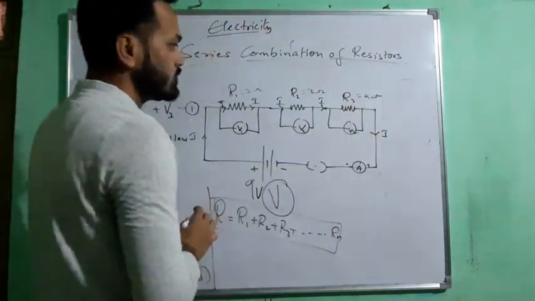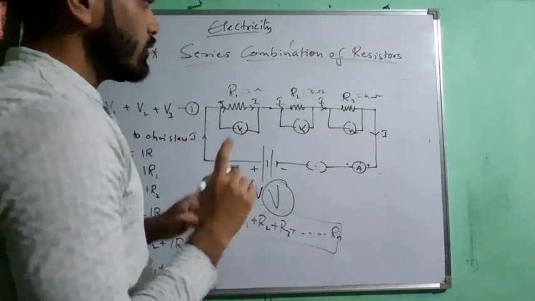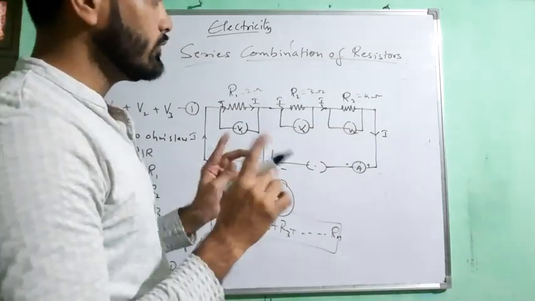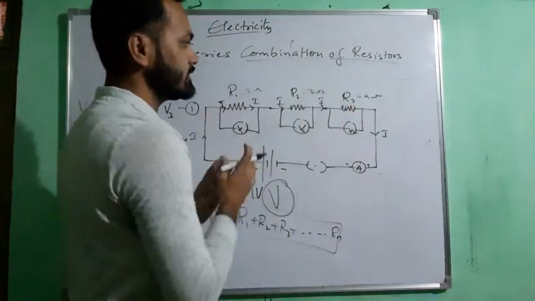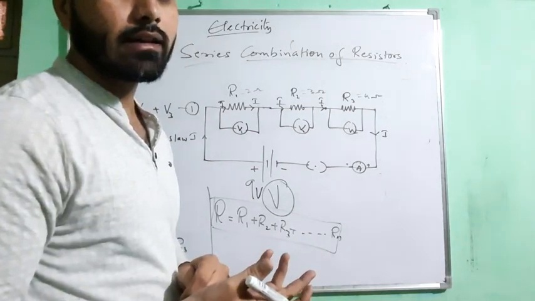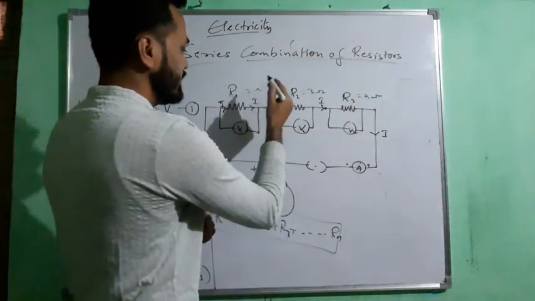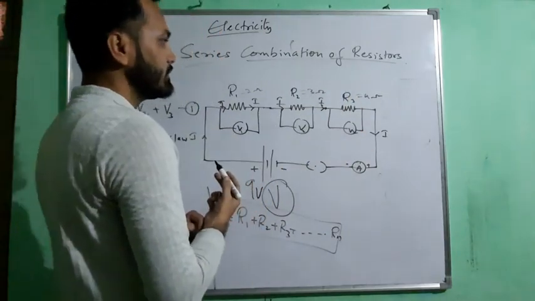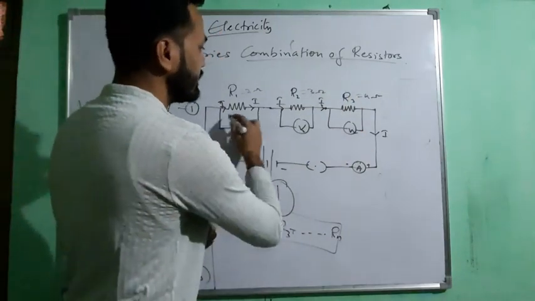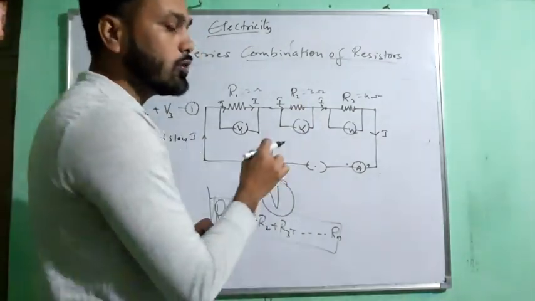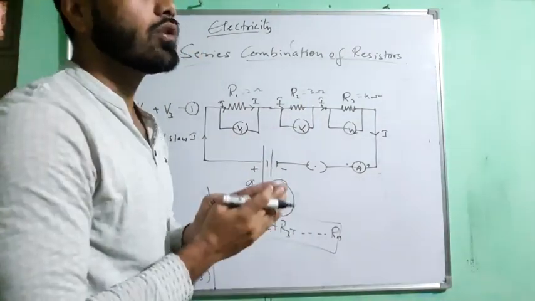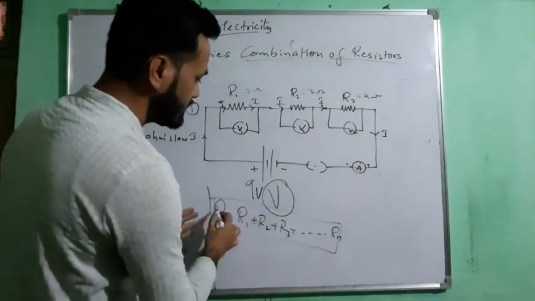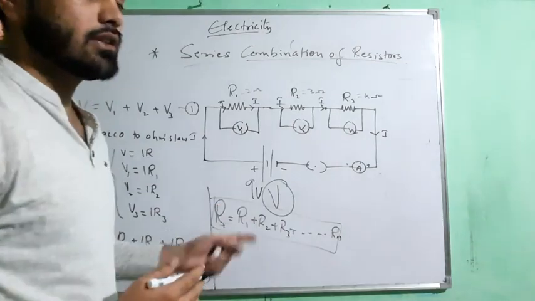Understand? So if I ask you, I want only one resistor in place of all the three, what will be the value of that resistance? It will be the sum of all the three, that is 2 plus 3 plus 4, which is nothing but 9. I will just have 9 ohm of resistance in the circuit. That is called the equivalent resistance. That equivalent resistance in series is calculated using this formula.